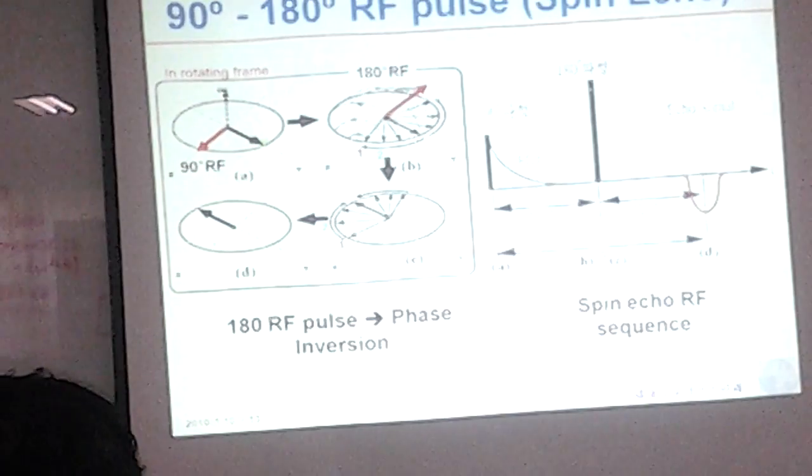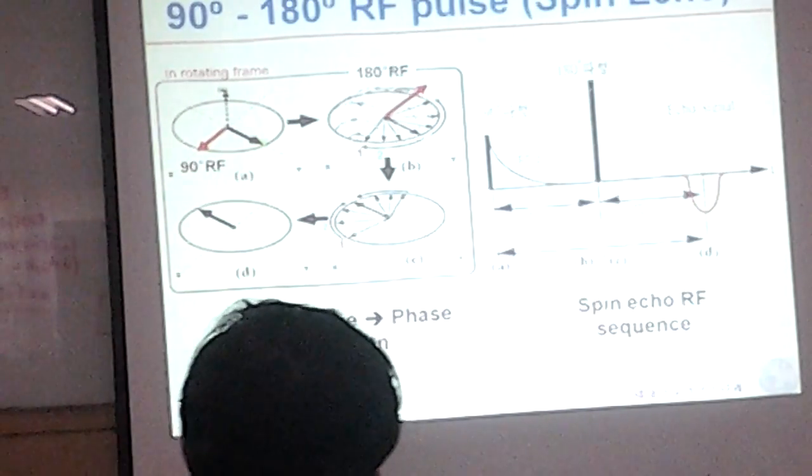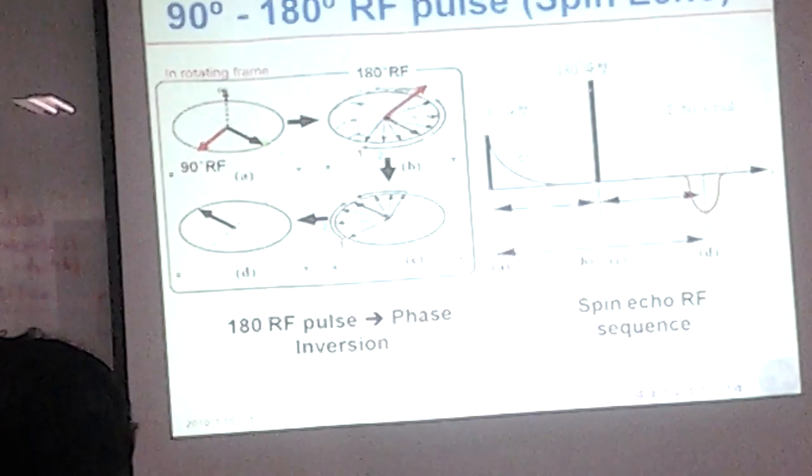So if we use a different directional RF pulse, for example, if we apply the RF pulse in this direction or in this direction, then the quality of the signal will change. So we call this signal a spin echo signal or RF echo signal. But conventionally, we call this signal a spin echo signal.